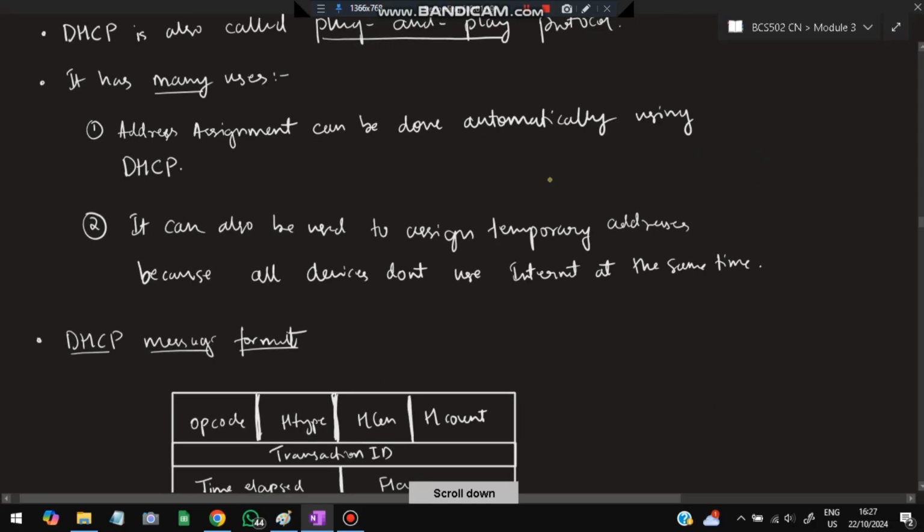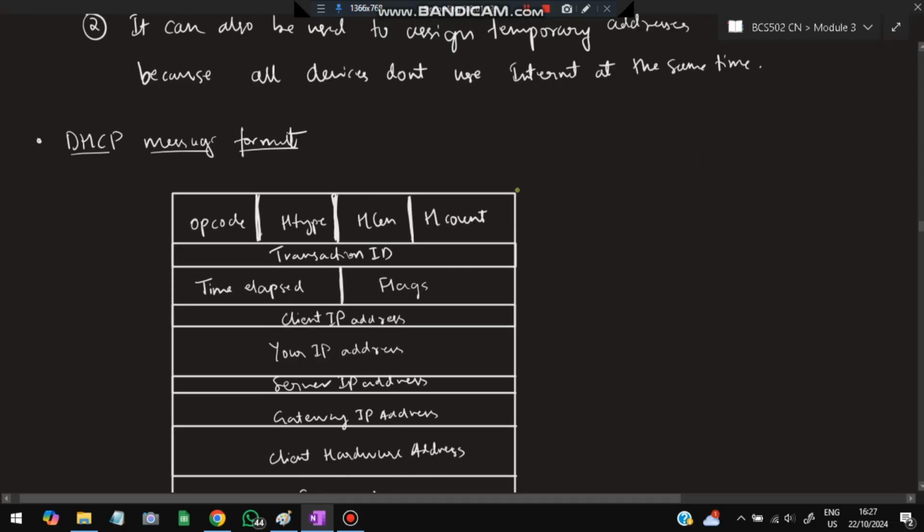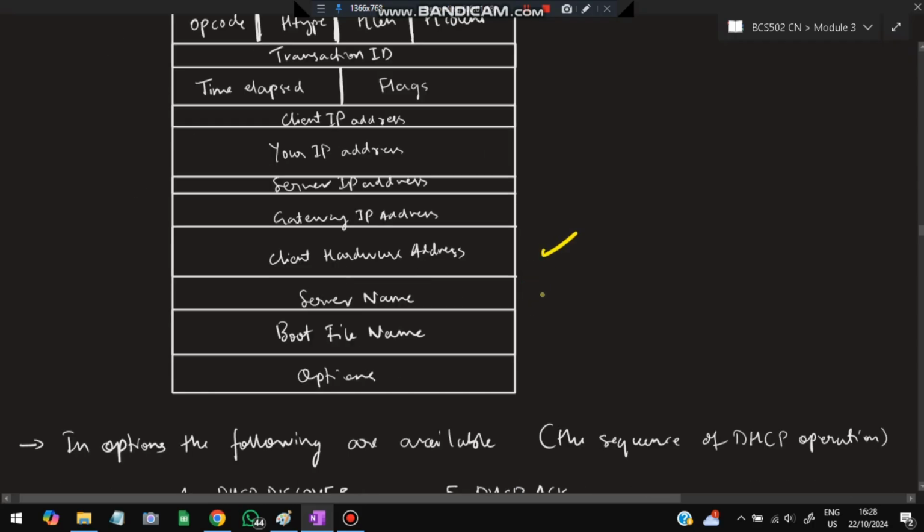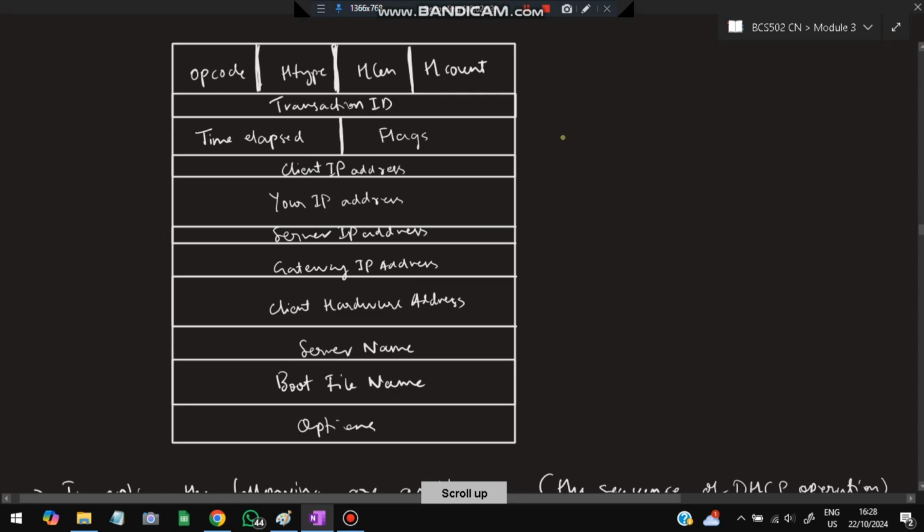Got my point? Okay. So this is the message format for DHCP. There are a few fields here: OP code (operation code), H type, H length, and H count. And here is the transaction ID, time elapsed, flags, and then we have different kinds of addresses like client IP address, server address, gateway IP address, client hardware address, server name, boot file name, and options. Okay, no need to go into depth. Just know that this is the format of the message we use in DHCP.